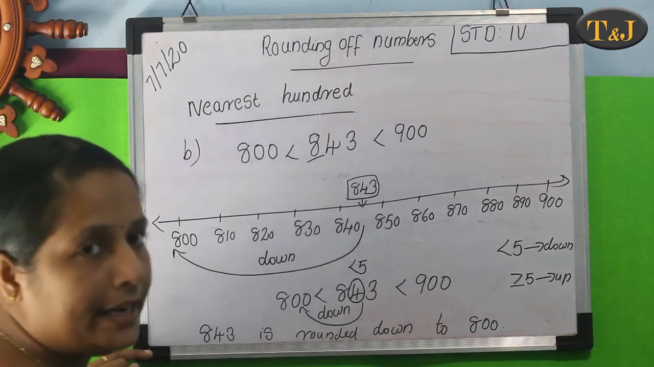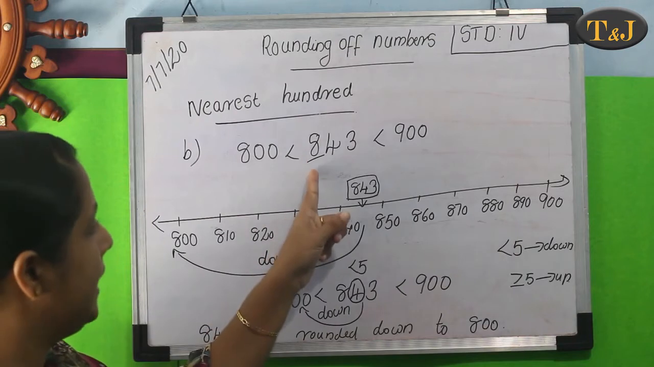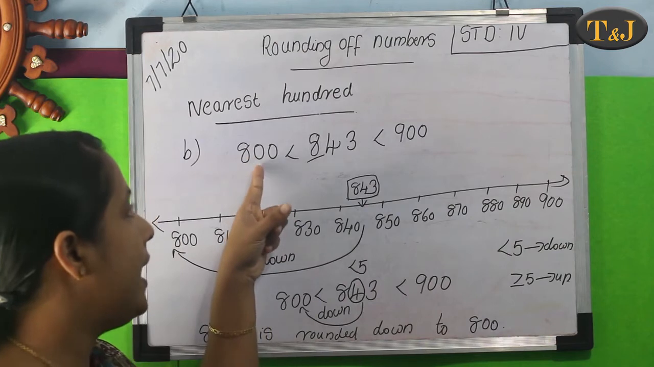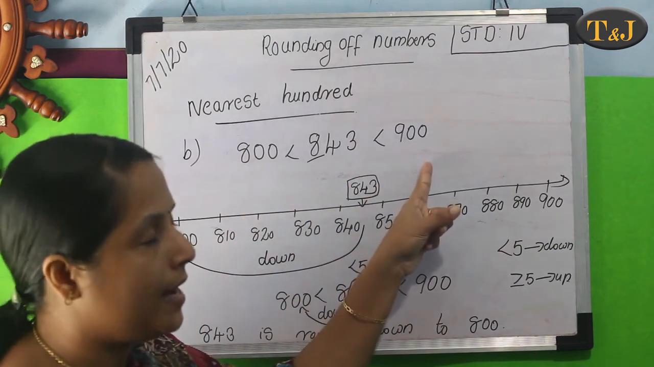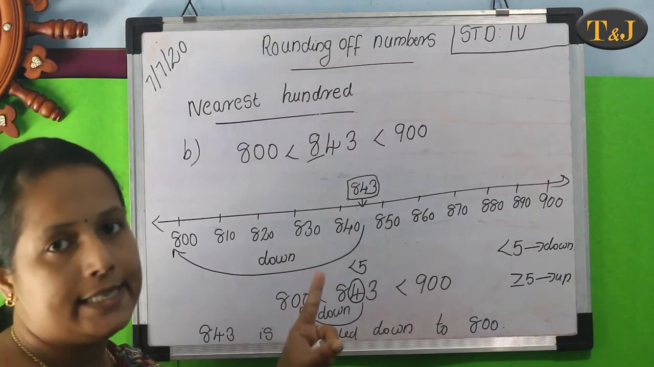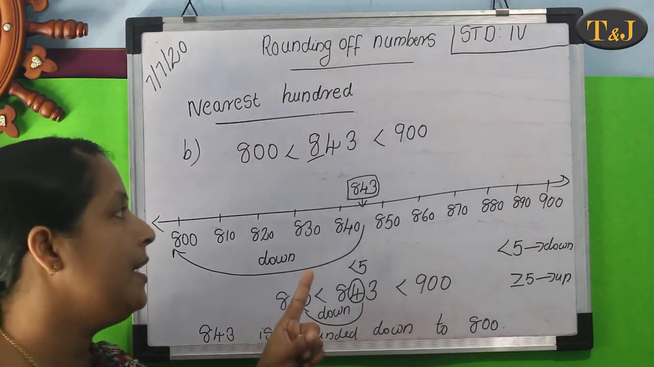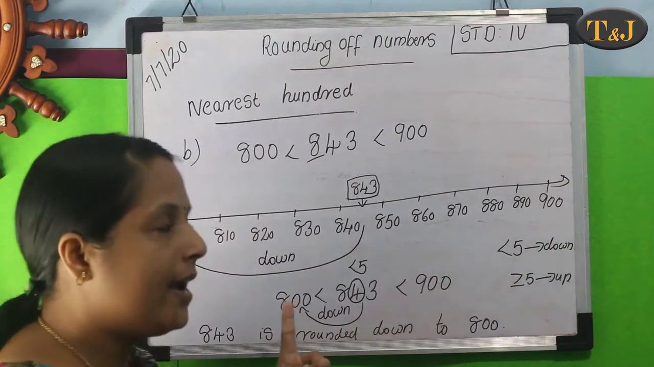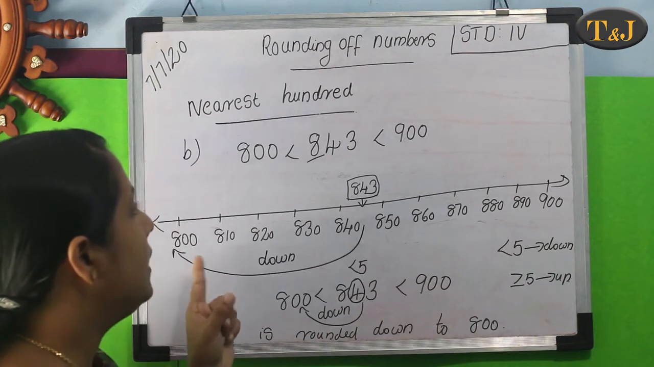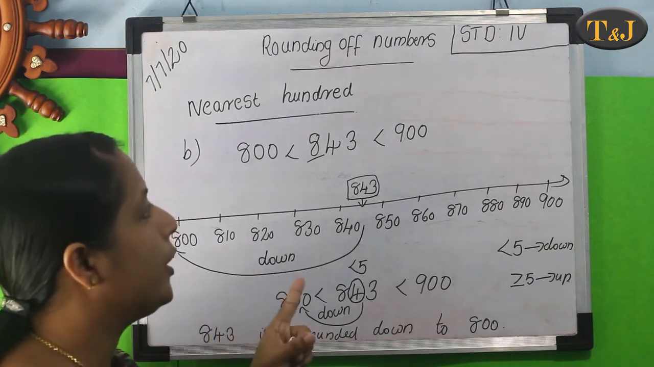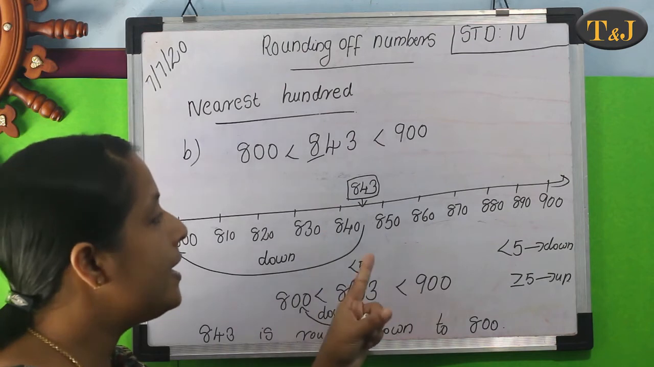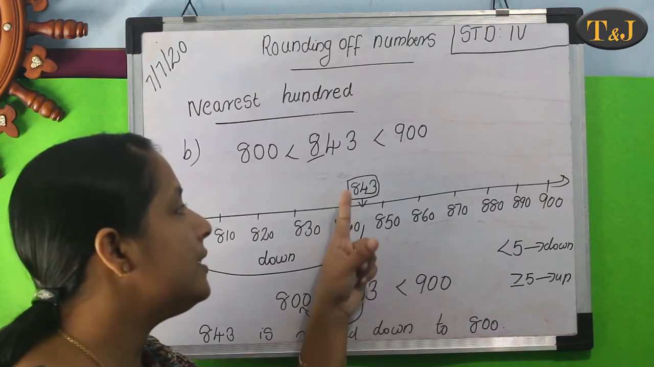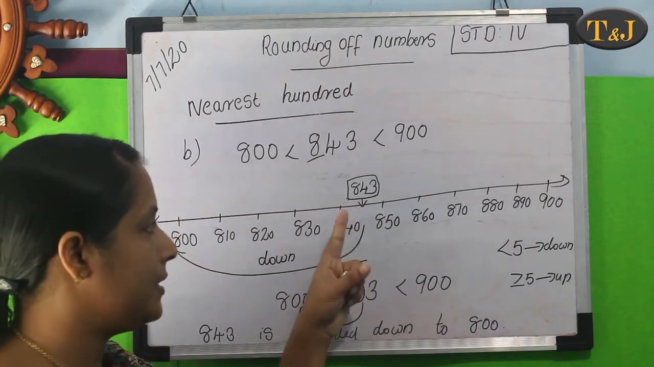Okay, once again I explain. Given the number 843, here our first number is 8, so we write 8 and put 2 zeros because it is the case of nearest 100, and adding 100 to this number, we get 900. Therefore 843 lies between 800 and 900. Then we draw the number line. Starting number is 800 and our ending number is 900. Then we mark the numbers in between. Then we find our 843. 843 is in between 840 and 850. So we just write 843 inside the box.